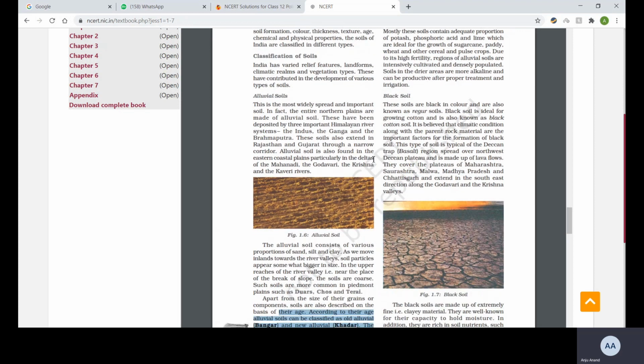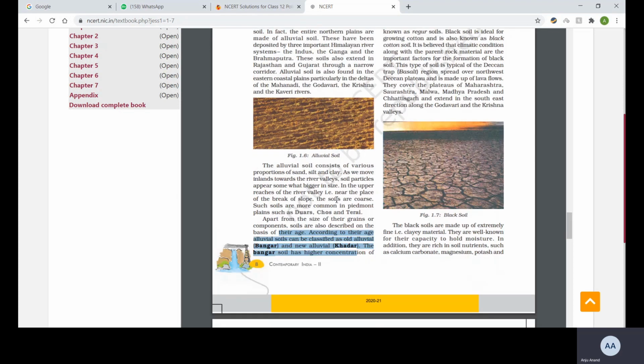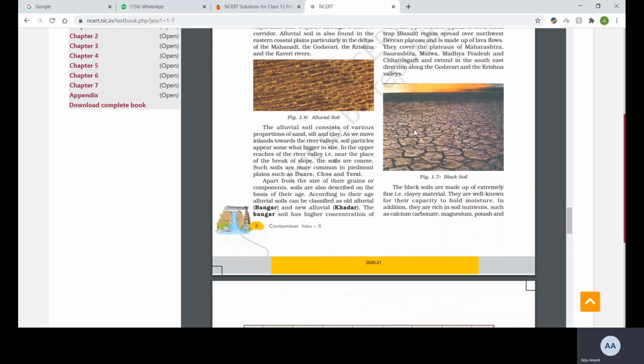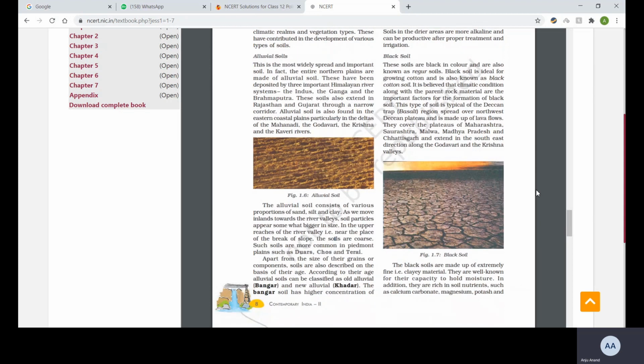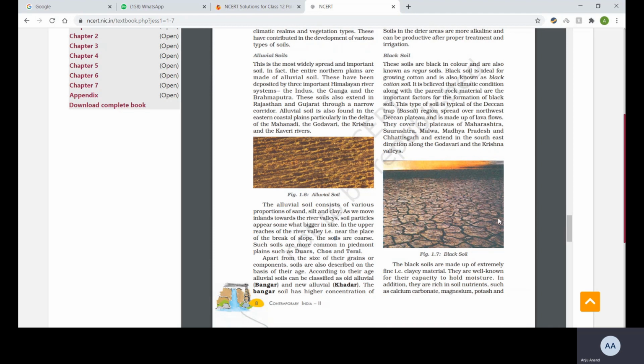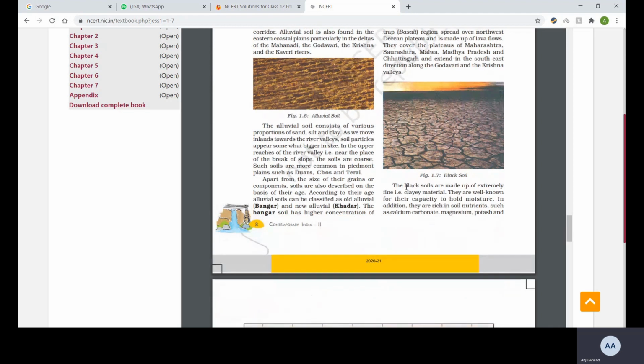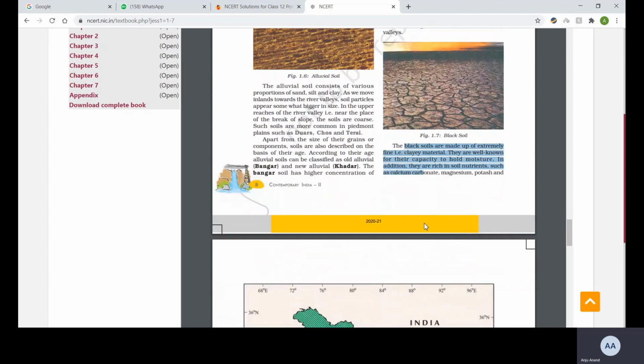Then if all these points have been given to you, you can even be asked to identify the soil. Black soil is black in color, known as cotton soil or Regur soil. It is very good for growing cotton, mainly found in the Malwa Plateau, Gujarat, Madhya Pradesh and Maharashtra. It is made up of extremely fine clay material, well known for its capacity to hold moisture.